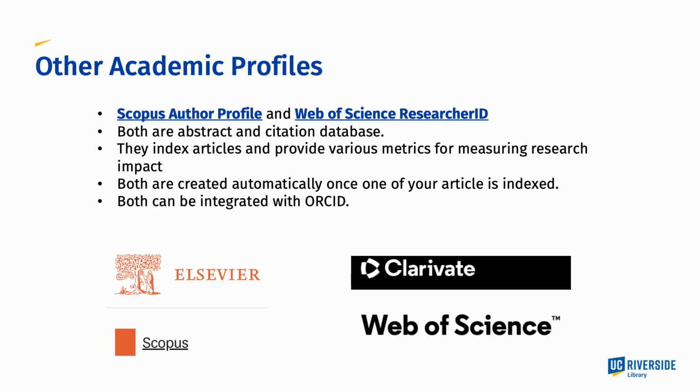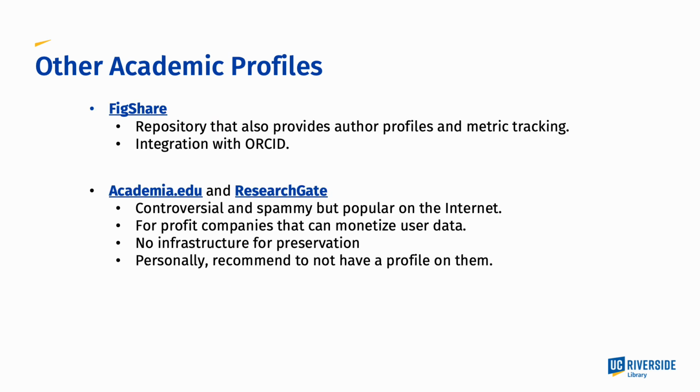Author profiles on Scopus and Web of Science are created automatically, as they find and index articles written by you online. Both are abstract and citation databases and provide various metrics for measuring research impact. UCR Library only has access to Web of Science. Figshare is a repository that also provides author profile and metric tracking.